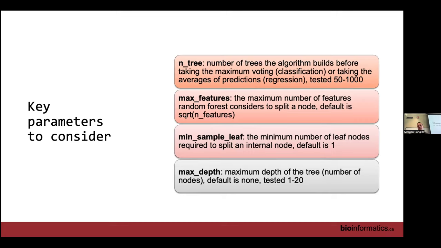How many leaf nodes are required to split an internal node? The default is 1. Maximum depth of the tree, you can set that as well. So you can set these parameters ahead of time. The number of trees is often set based on just how much time you want to wait. And then these other features you could set as the default, or like I just said, you could try to repeat over multiple parameters and come up with a solution that way.